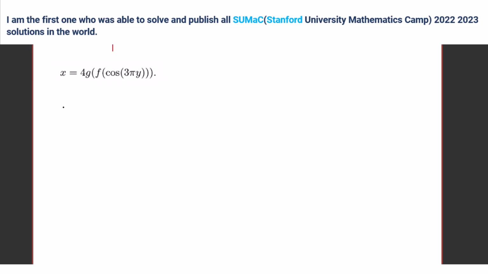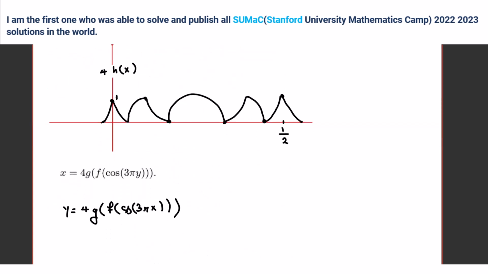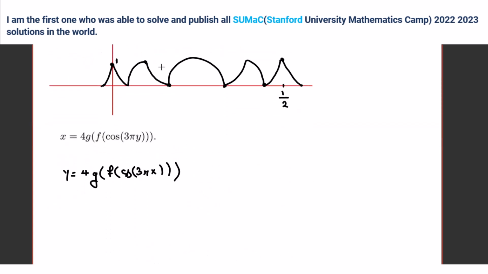To be easier to work with, take f of cosine 3 pi x. Let's draw this one first. So you could draw it like this, h of x, for example, this one and this one. See, what happens? You didn't do that? I didn't try to graph it.